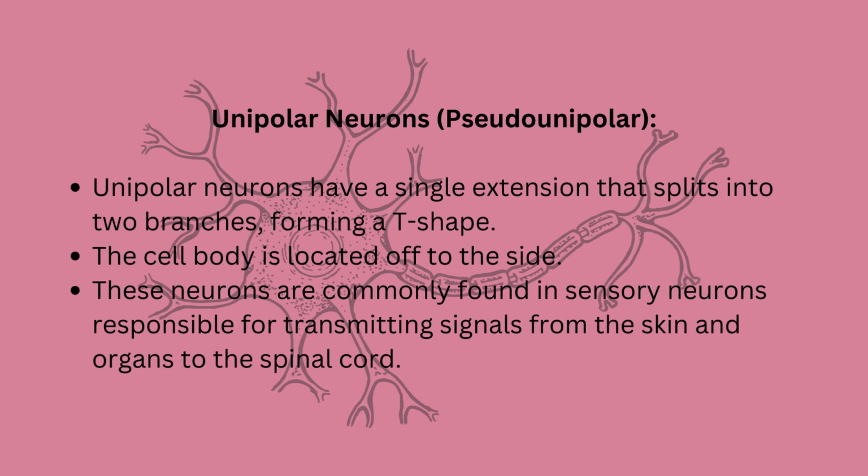Unipolar neurons. Unipolar neurons have a single extension that splits into two branches, forming a T-shape. The cell body is located off to the side. These neurons are commonly found in sensory neurons responsible for transmitting signals from the skin and organs to the spinal cord.